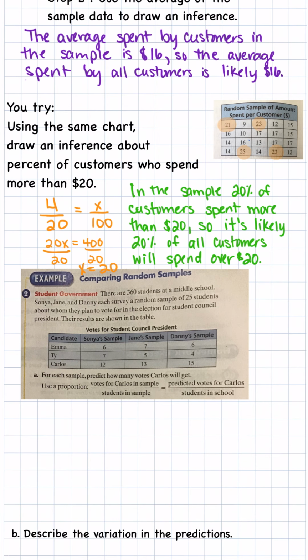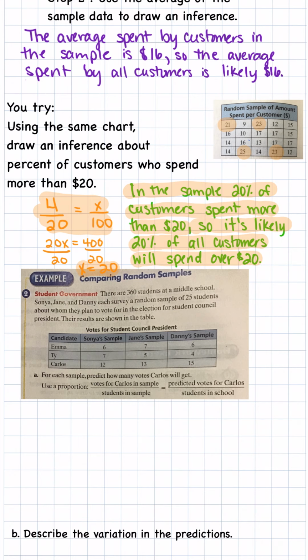Okay, so by solving this, I did 4 over 20, 4 out of 20 people spent more than $20, and I turned it into a percentage proportion, and I got x equals 20, so therefore that means 20%. So the answer needs to be in written form. So in the sample, 20% of customers spent more than $20. So it's likely 20% of all customers will spend over $20.